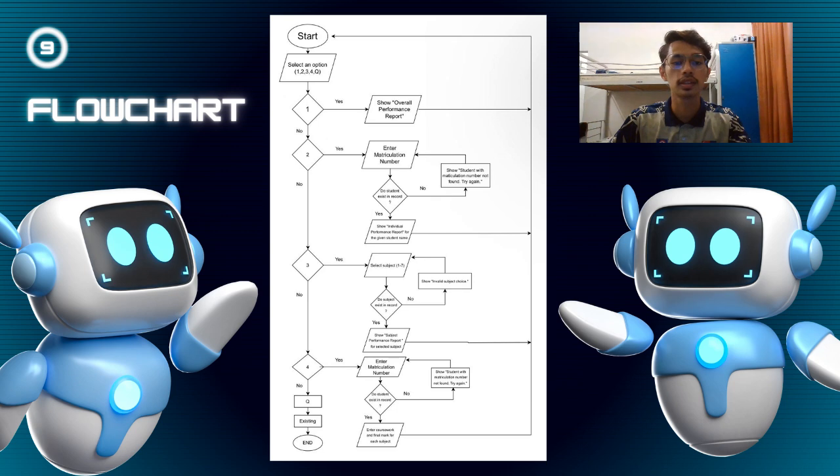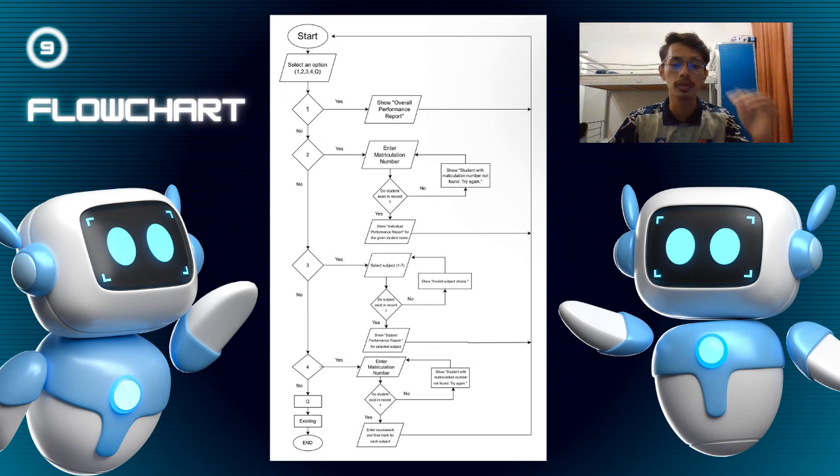So for the third choice, you will need to select another 7 options, which is subject. Then the system will try to find the subject if it exists in the record or not. If the subject does not exist, it will show invalid subject choice. If it exists, it will show subject performance report for the selected subject. Then it will go back to the 5 options.